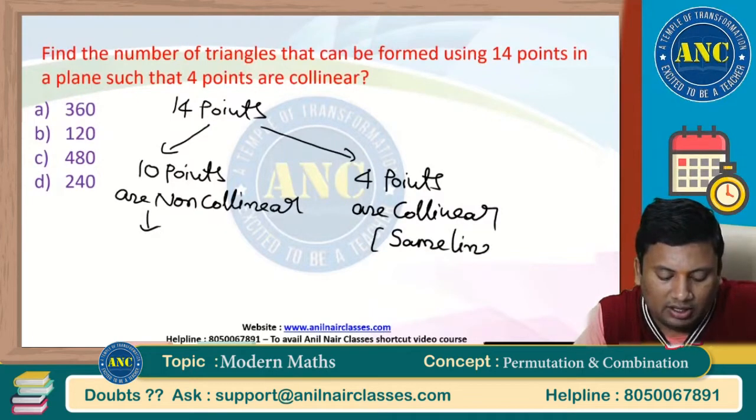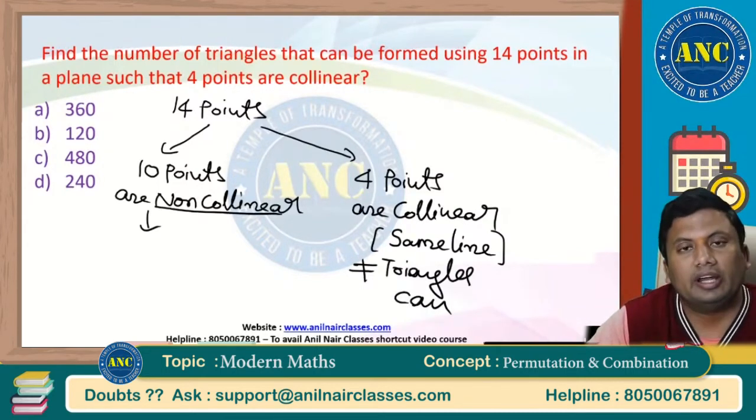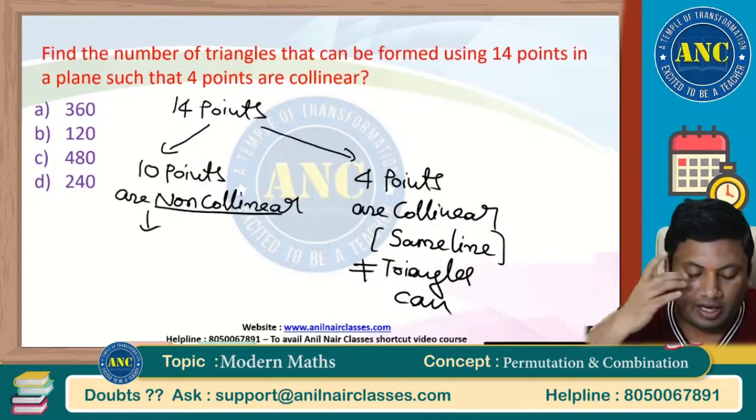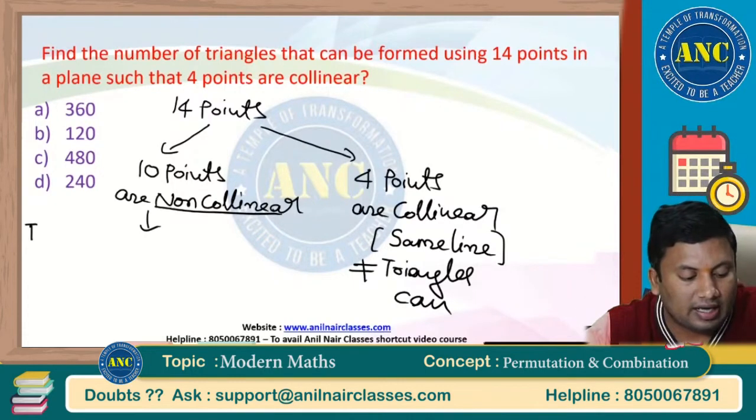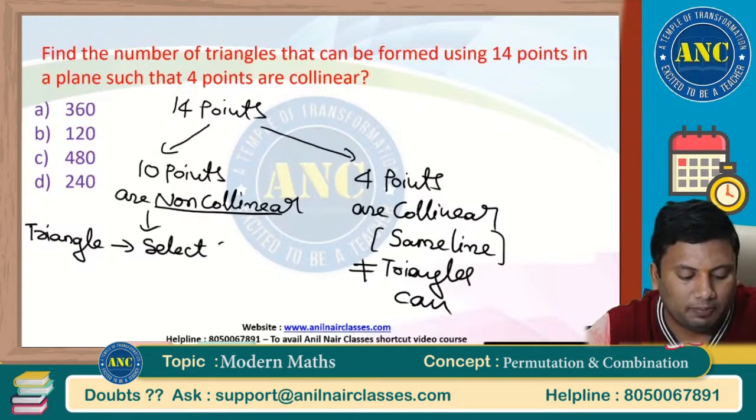If they lie on the same line, triangles cannot be formed. Out of 10 points which are non-collinear, non-collinear means they do not lie on the same line. I need to draw a triangle. To draw a triangle, I need to select 3 points.